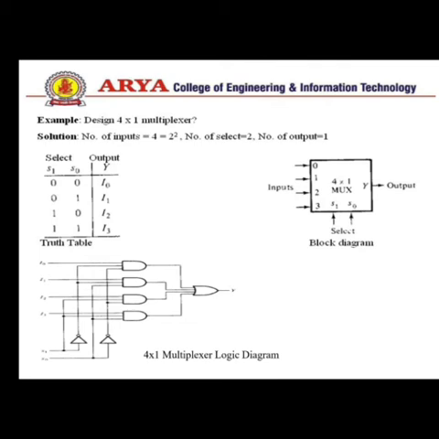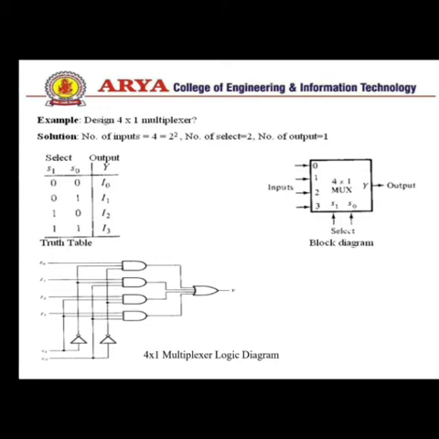When the selection lines are 0 0, the I0 input line is directly connected to the Y output, and when the selection lines are 0 1, the I1 input line is directly connected to the output Y. When the selection lines are 1 0, the output is connected to I2, and when the selection lines are 1 1, the output is directly connected to I3.